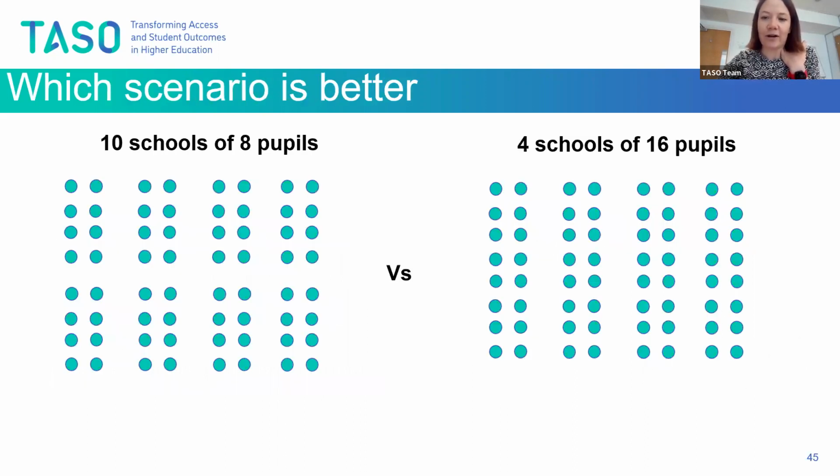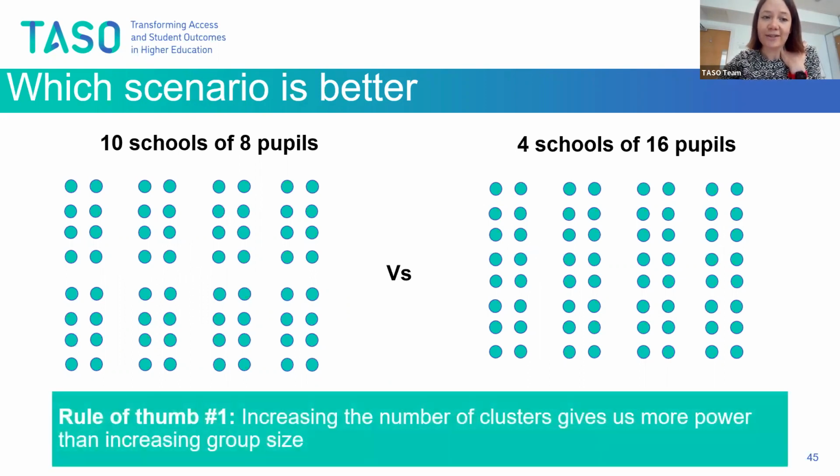So let's say we have two scenarios. We have 10 schools with 8 pupils on the left-hand side, and 4 schools with 16 pupils on the right-hand side. What we want to know is which of these scenarios is likely to give us more statistical power, or a more rigorous RCT. It's the 10 schools with 8 pupils.